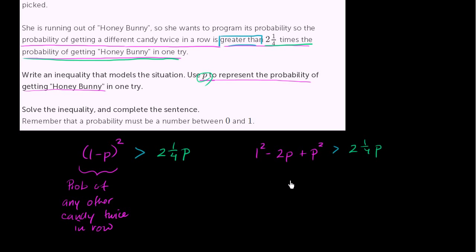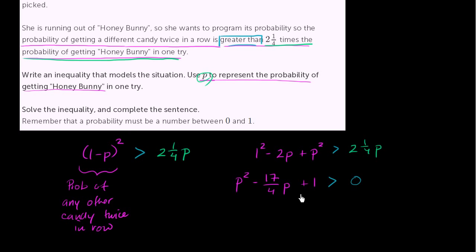Now let's see, if we subtract 2 1/4 P from both sides, and I'm going to reorder this, we're going to get P squared. So you have minus 2P minus 2 1/4 P. So that's going to get us minus 4 1/4 P. Or let me just write that as P squared minus 17/4 P plus 1 is greater than 0.